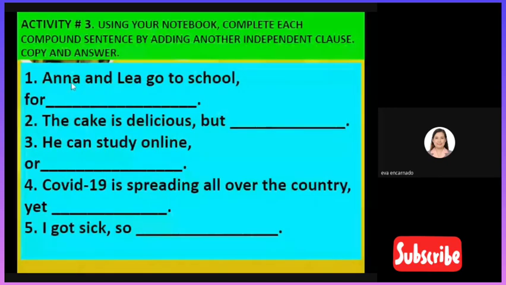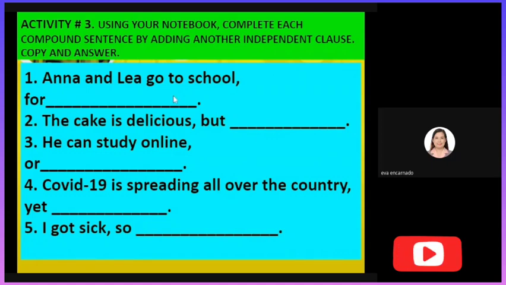So, we have the first independent clause. All you need to do is to add another independent clause to make a compound sentence. Okay? The coordinating conjunction is given. So, kayo nang bahala na mag-compose ng another independent clause na related din sa first independent clause, sa unang independent clause. Anna and Leia go to school.